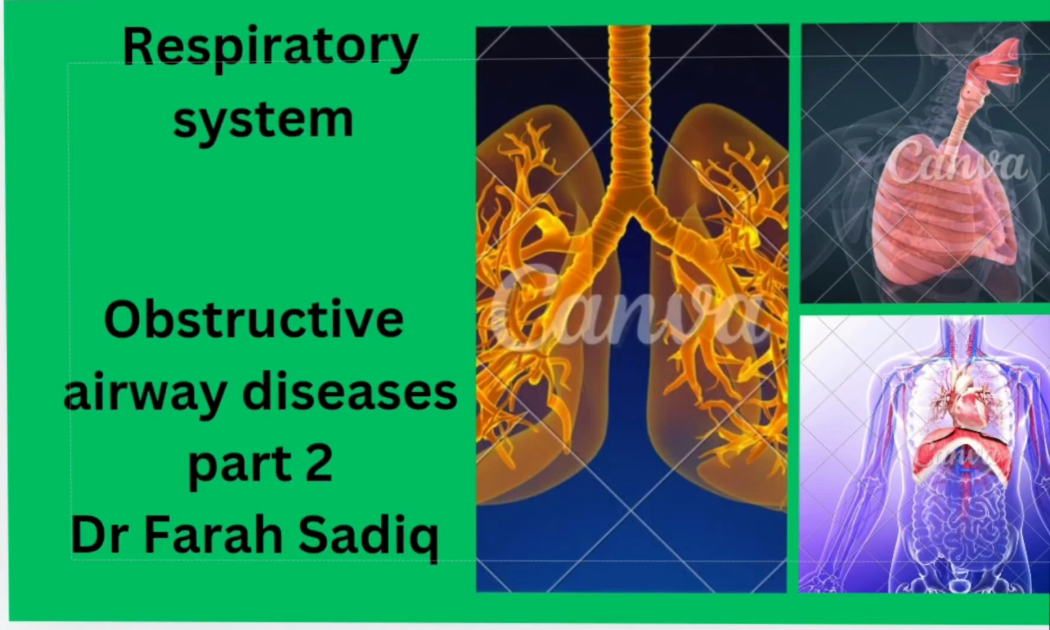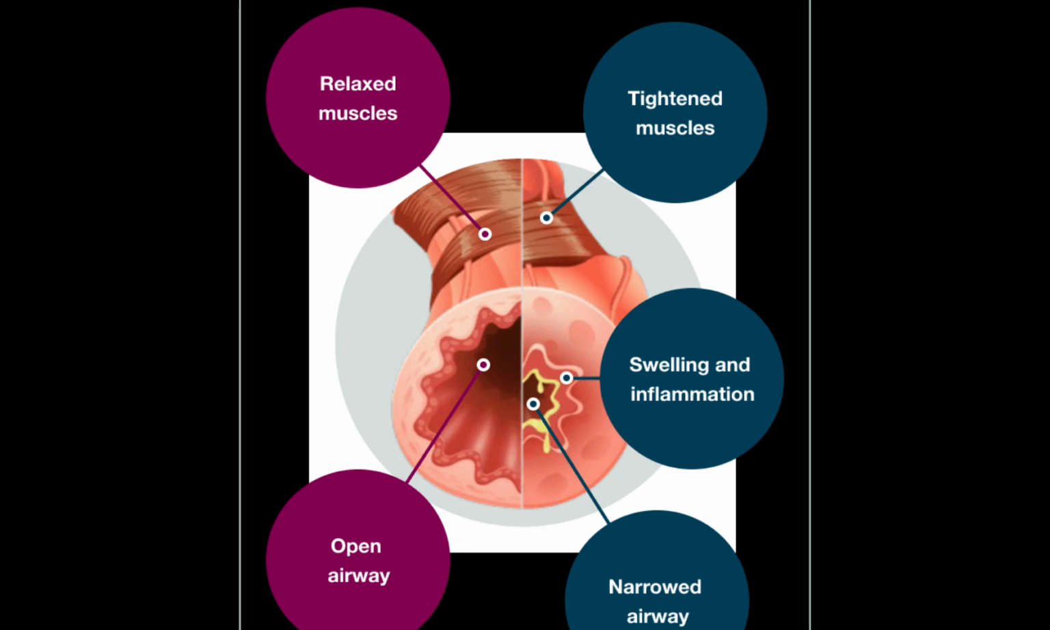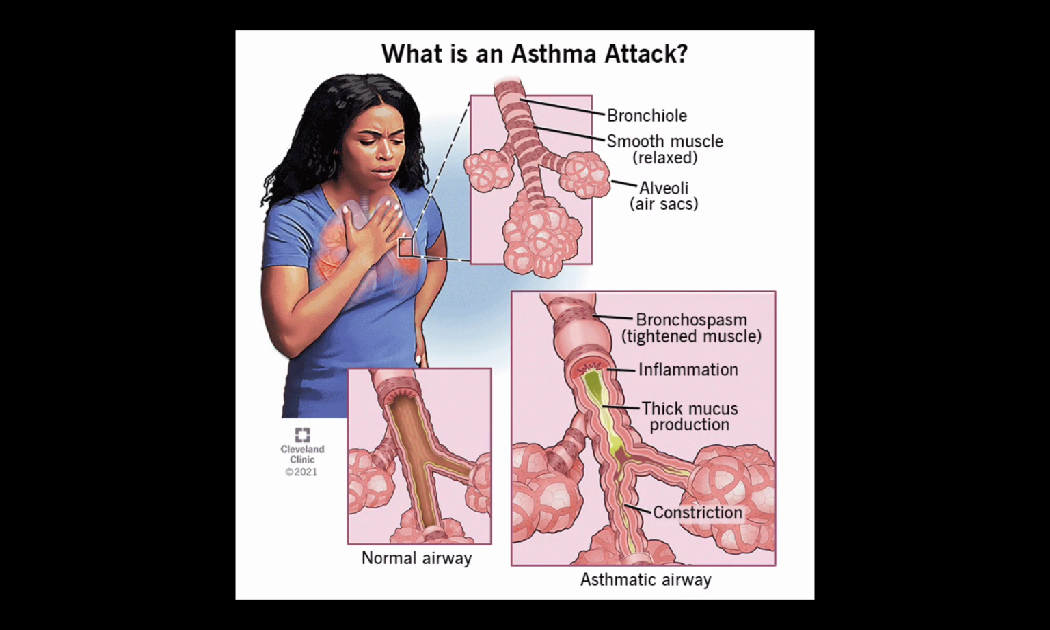So today we'll discuss acute management of asthma first and then COPD. First of all, we will revise the pathophysiology of asthma. There is hypersecretion of mucus and inflammation which leads to narrowing of the airway, but it is transient. And after the trigger is removed, the airways open again.